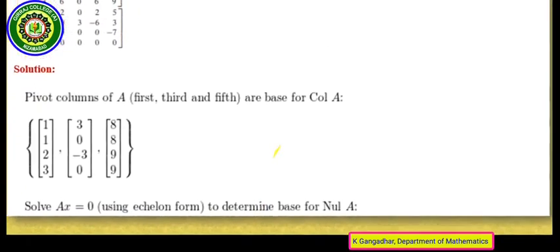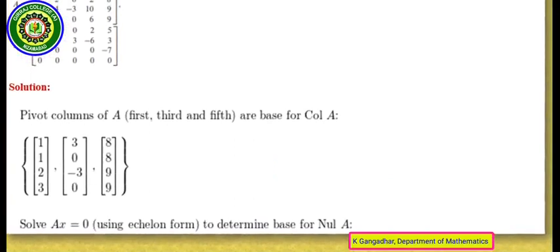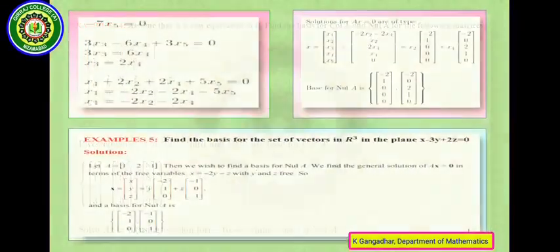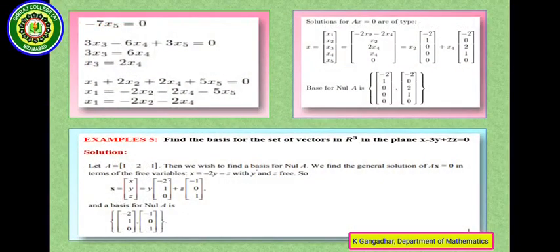So if we want null A, null A means solve Ax equal to 0 to determine the basis for null A. So for null A basis elements, here we get 4x1 minus 7x5 equals 0. Next equation, 3x3 minus 6x4 plus 3x5 equals 0. In that we write x5 equals 0. So here we get the values x1, x3, x5.